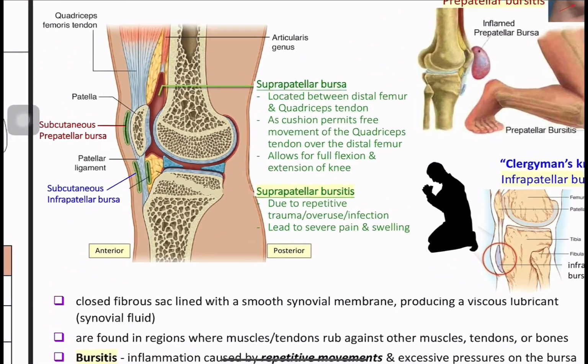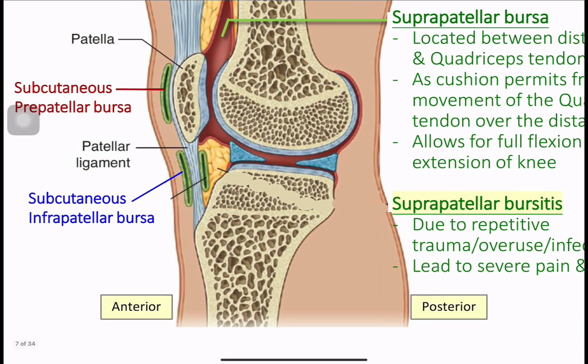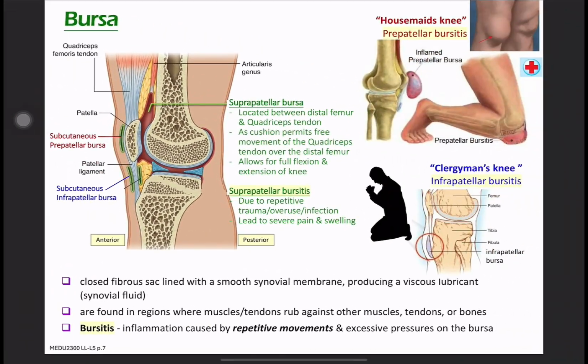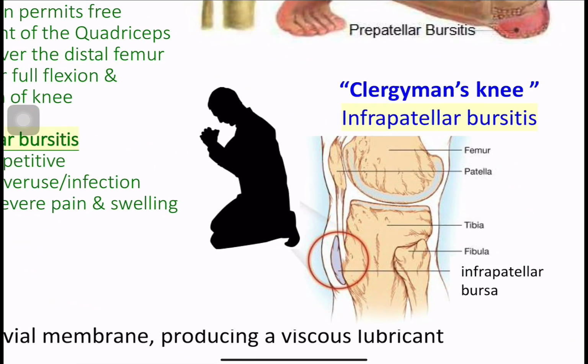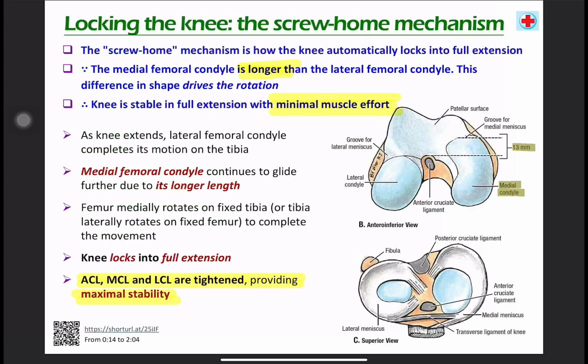Another one you also have to pay attention to is the infrapatellar bursa. It is located below the patella. Inflammation of this is usually referred to as clergyman's knee, because it is seen in those who kneel for extended periods, like doing prayer or religious activities.